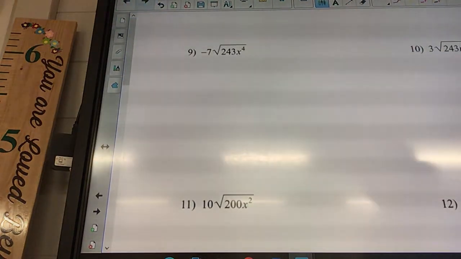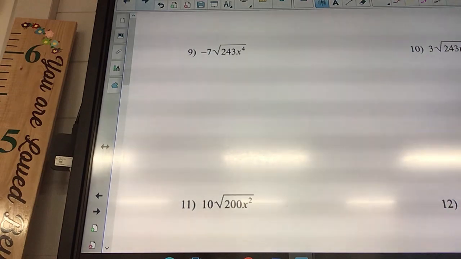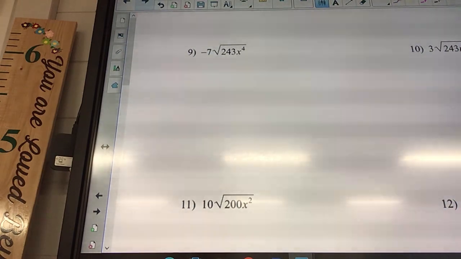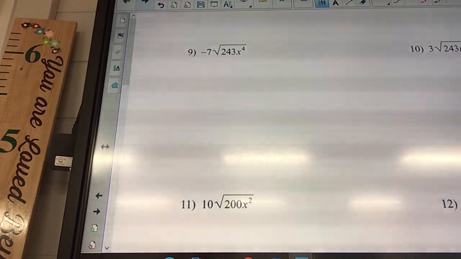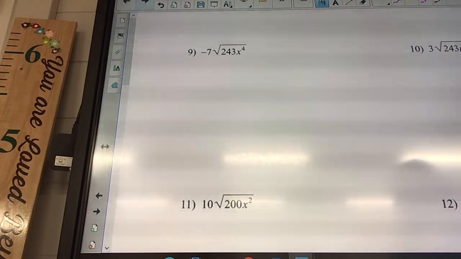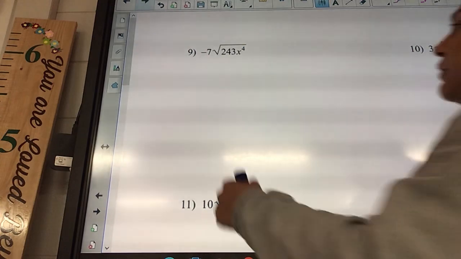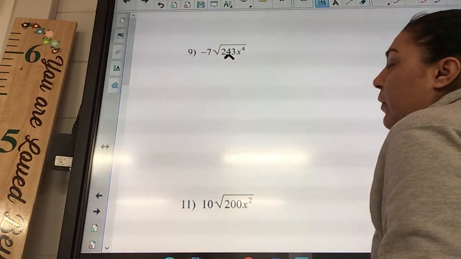Okay, flip it over. The back page looks different because we have variables on there. However, the steps are not that much different, and it does have the number on the outside. So, start with the 243. What are some factors of 243?